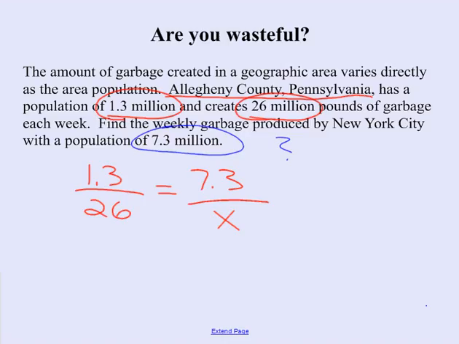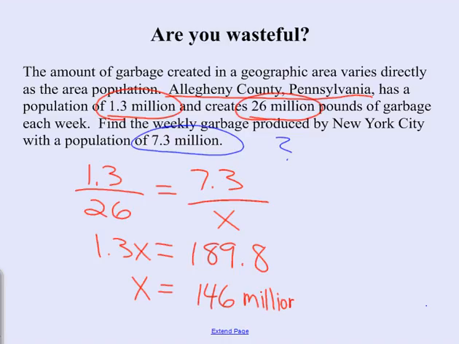Now we're ready to solve the proportion. We know we solve by cross multiplication. 26 times 7.3 is 189.8. And now to solve for x, we're going to divide both sides by 1.3. And we're going to get 146. Remembering that our numbers are all in millions, so this is 146 million pounds of garbage in New York City each week. That's a lot of garbage.